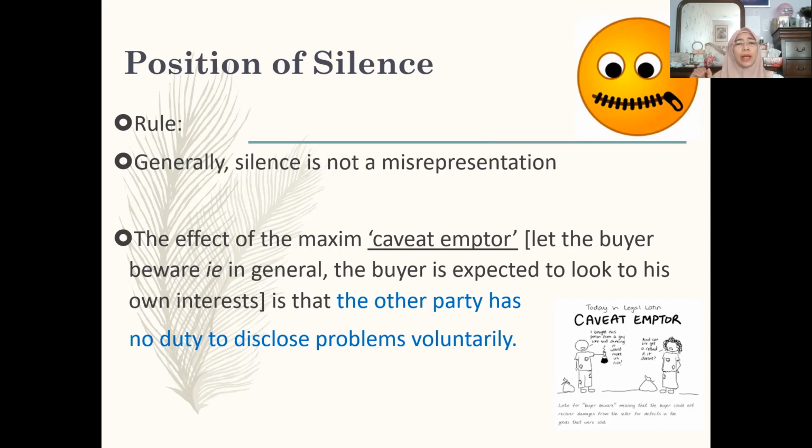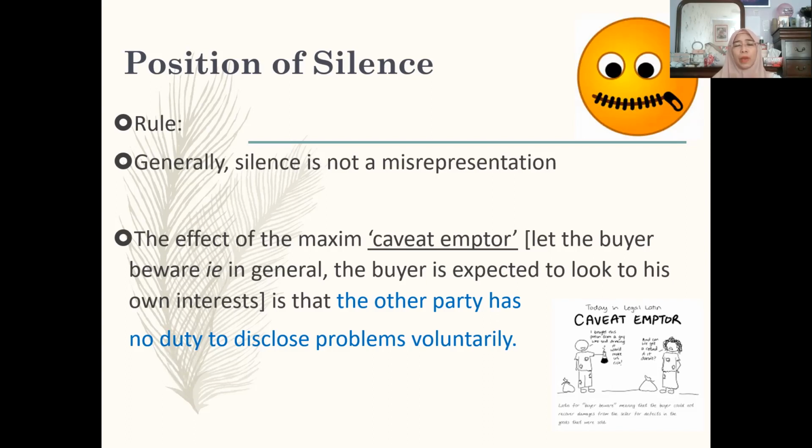What's the rule here? So the general rule is that silence is not a misrepresentation. So generally the plaintiff cannot sue the defendant for keeping silent, and then because of him keeping silent, it amounts to misleading of certain statement, for example. Cannot. Okay, generally, no. And then this is actually parallel to a legal maxim, caveat emptor.